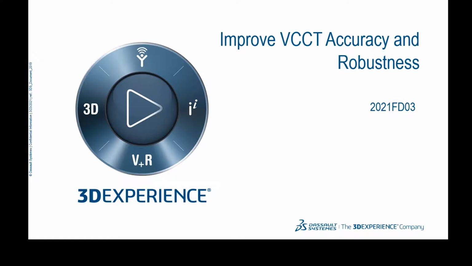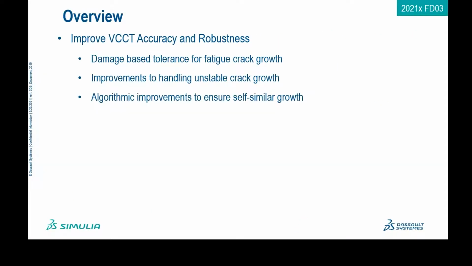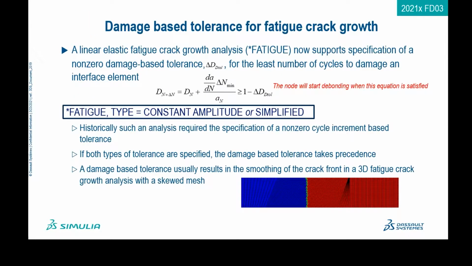We note certain improvements of the virtual crack closure technique, or VCCT, accuracy and robustness in Abaqus 2021, especially Abaqus 2021 FD03. Improvements include the damage-based tolerance for fatigue crack growth, improving the handling of unstable crack growth, as well as the algorithm improvement to ensure self-similar growth.